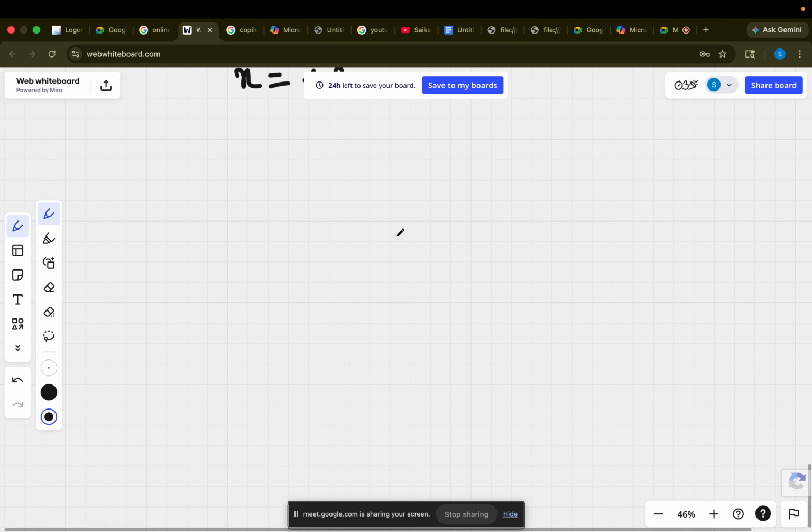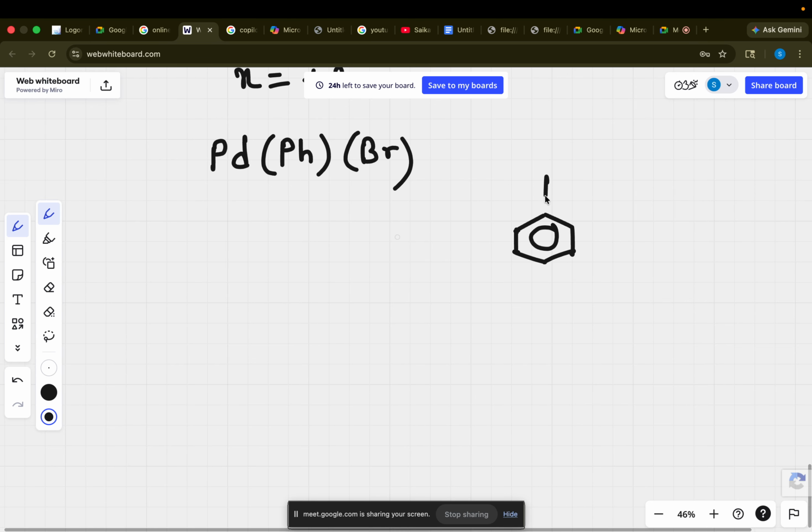Another small thing: suppose you have this compound, palladium, then phenyl, and then bromine. What will be the oxidation state of the palladium center? +2, right? If you have a phenyl ring, a benzene ring, keep in mind it will always attach like that. A carbon-palladium bond will form here. So -1 for this, -1 for this.